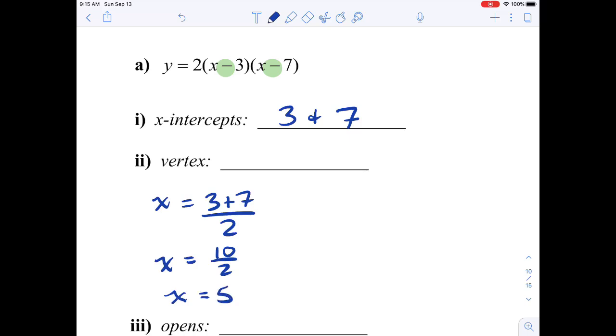And so now that becomes the x-coordinate of our vertex, and we can find the y value that goes with it just the same way we could always find a y that goes with an x by substituting in. So we take our original equation and we replace everywhere that we see x with a 5.